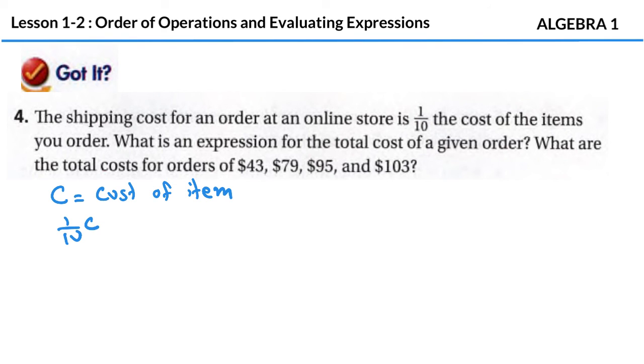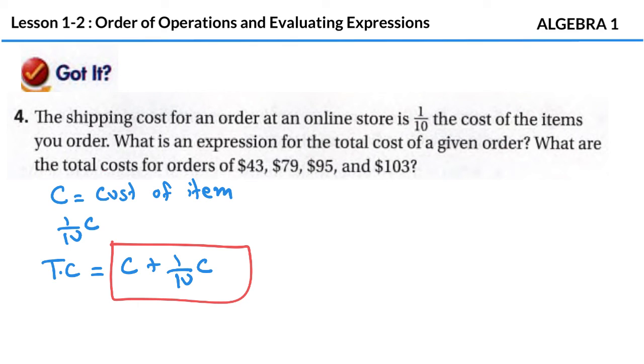They will add it to the cost of the item. So the total cost of the item is going to be C plus 1/10 of C. This will be the expression to find the total cost of the item. Then the problem becomes very easy. What are the total costs for orders of $43? So if the cost of the item is $43, what will be the total cost?